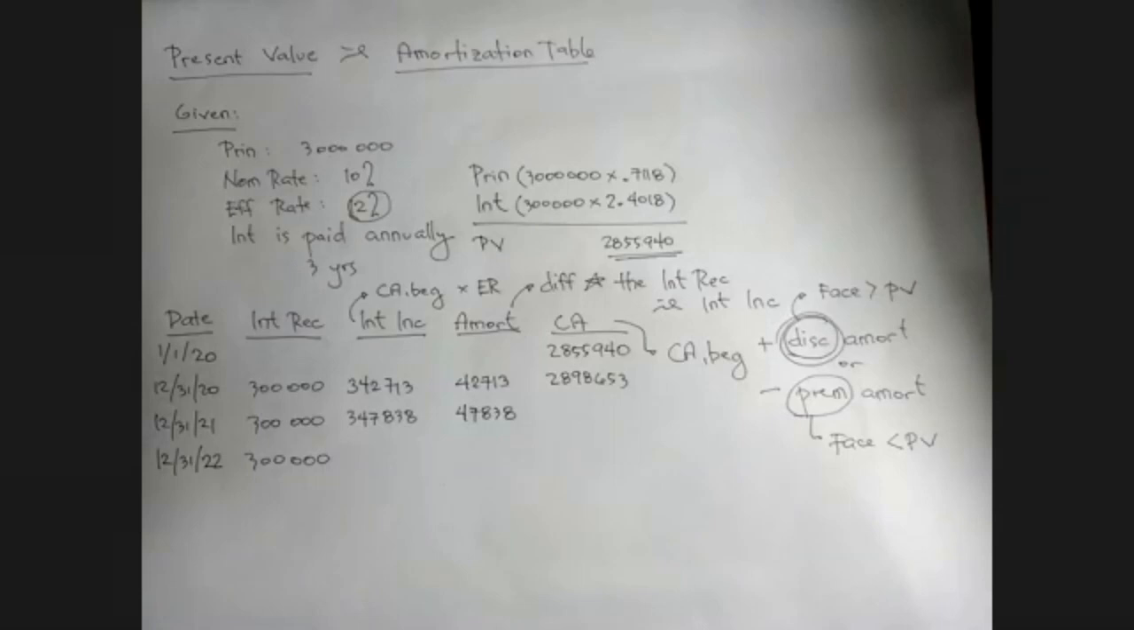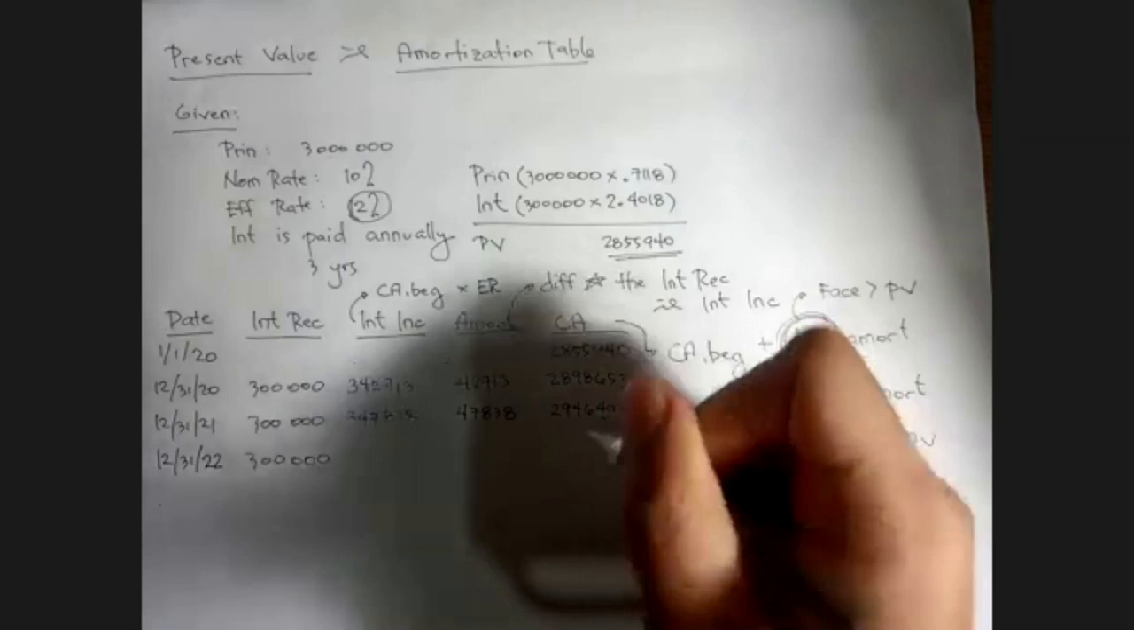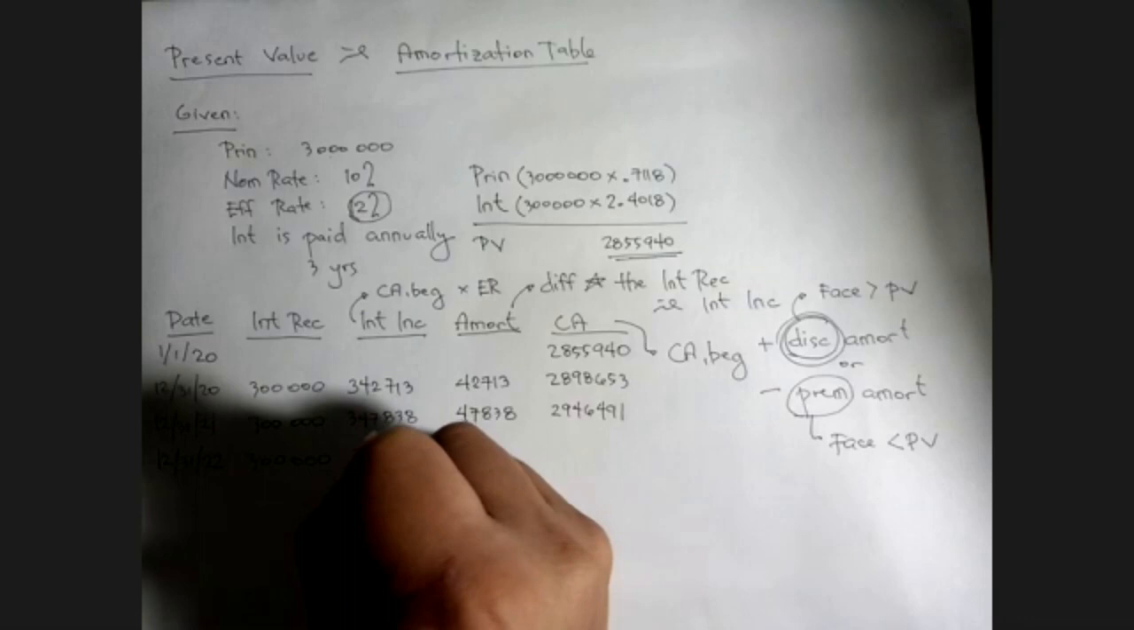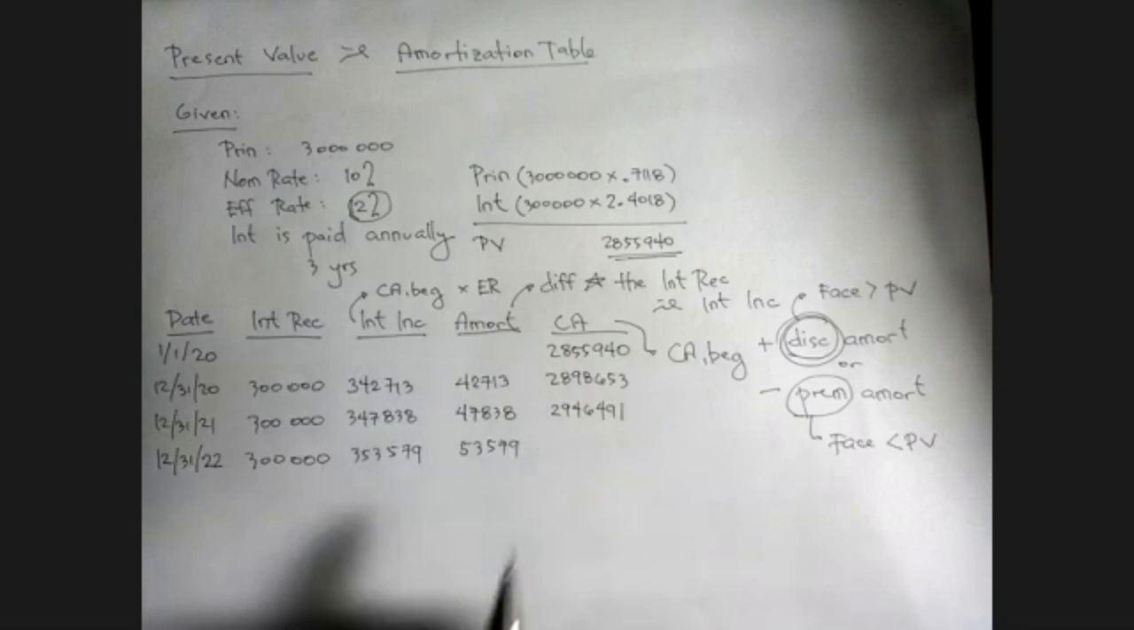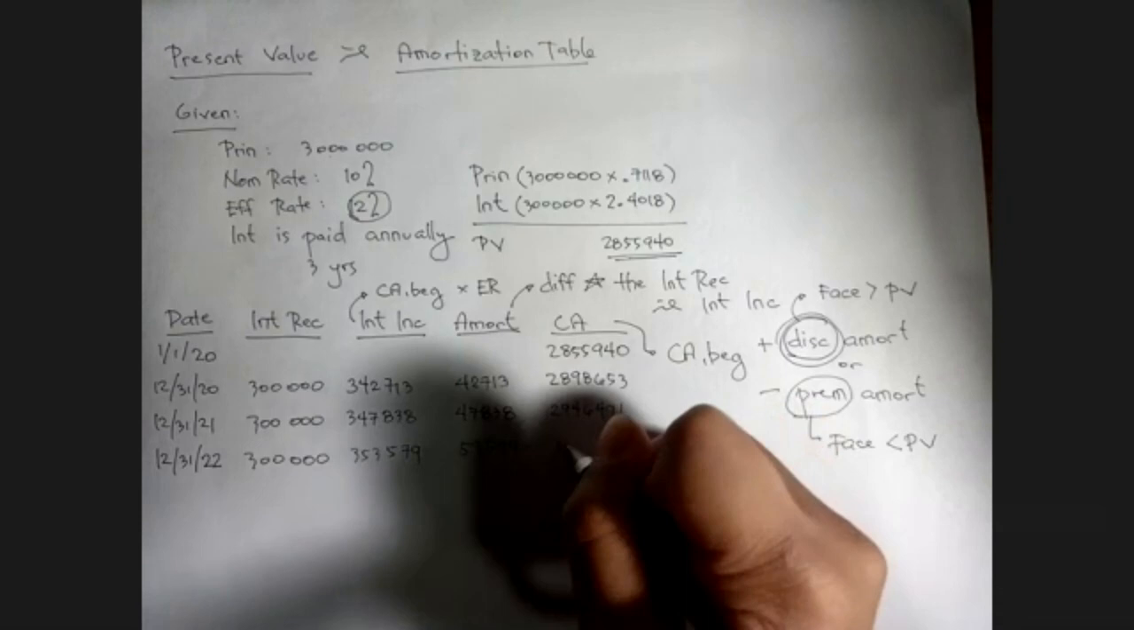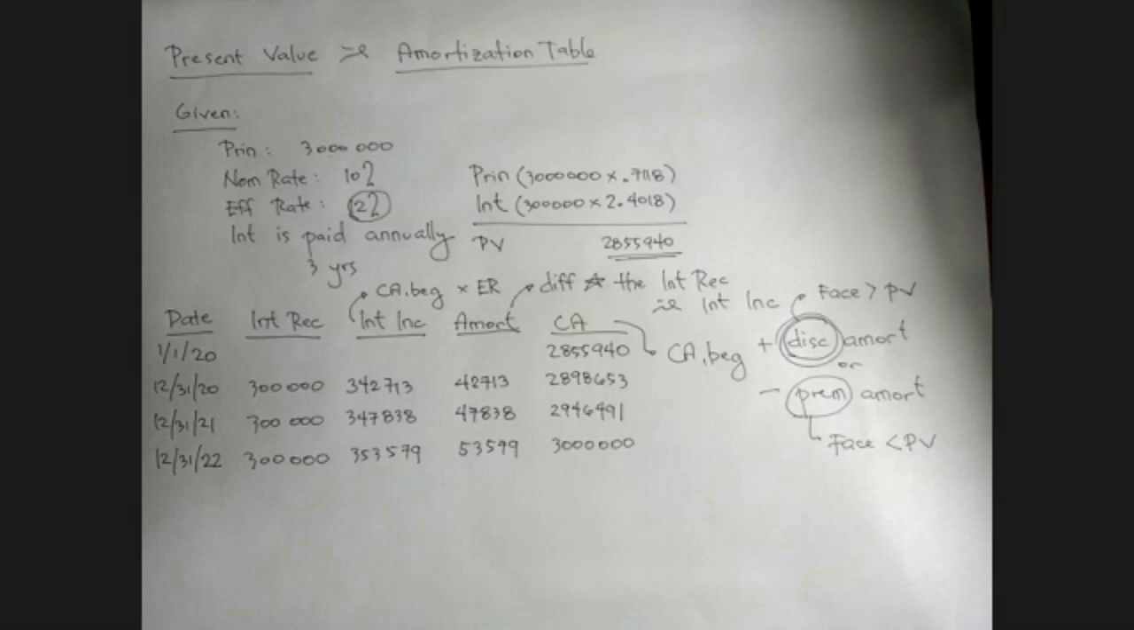So 2,898,653 plus 47,838, or that will give us 2,946,491. And last na lang, times 12% ulit, our interest income is 353,579. Difference between the two is equal to 53,579. Then adding these two will give us 3,070 pesos. So ilalagay na lang natin is 3 million pesos. There's a 70 pesos difference due to the rounding off of the present value factors.